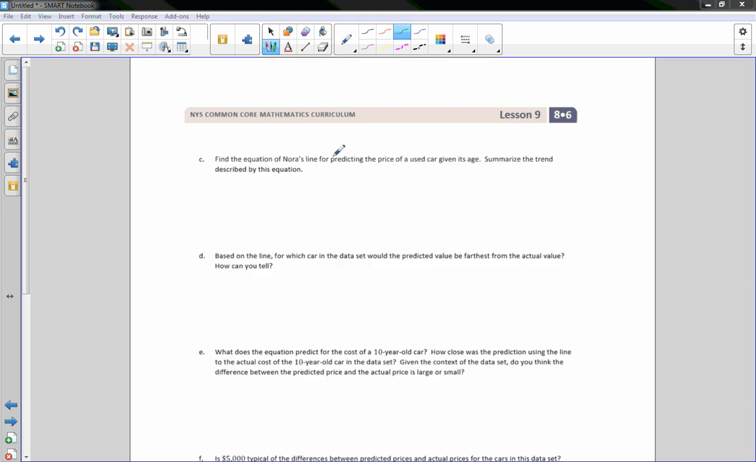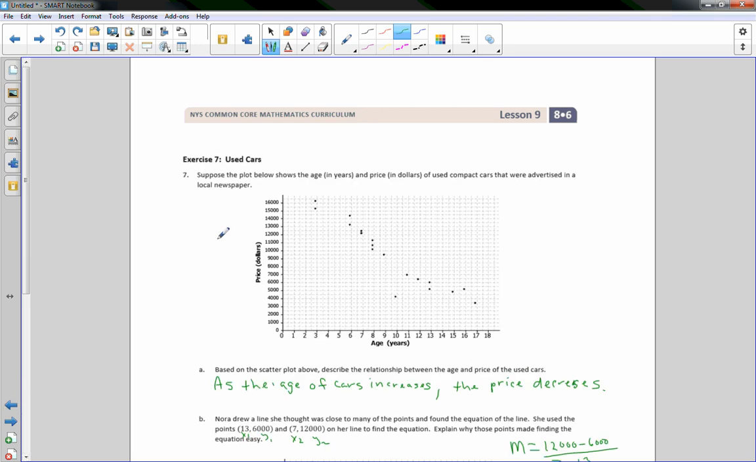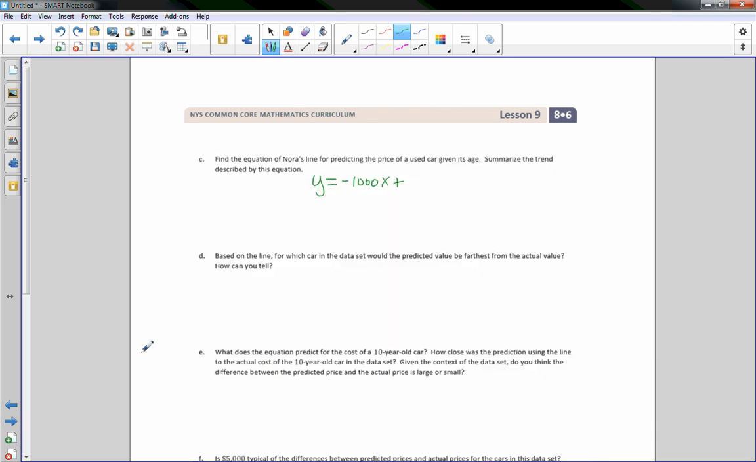C says to find the equation of Noah's line for predicting the price of a used car given its age. Summarize the trend described by this equation. So I'm going to write y equals, and we already have the slope. We found that on that last problem. Okay, so it's y equals negative 1,000x. And then all I have to do is come up here and find where it would cross. But the problem is, if I drew a line through here, we're off the grid up here. So I'm just going to put a b here.